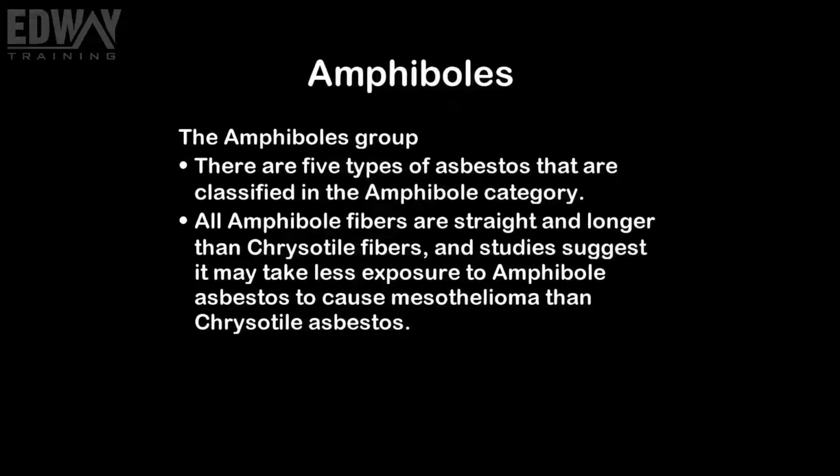The Amphiboles group. There are 5 types of asbestos that are classified in the amphibole category. All amphibole fibres are straight and longer than chrysotile fibres, and studies suggest it may take less exposure to amphibole asbestos to cause mesothelioma than chrysotile asbestos.